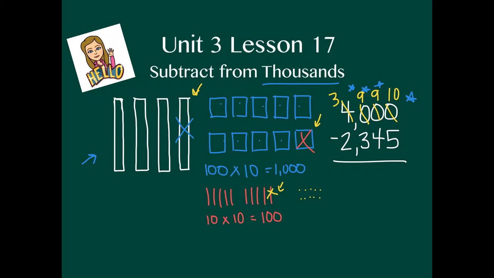10 minus 5 gives me 5. 9 minus 4 gives me 5. 9 minus 3, 6. And 3 minus 2, 1. So final answer here is 1,655.